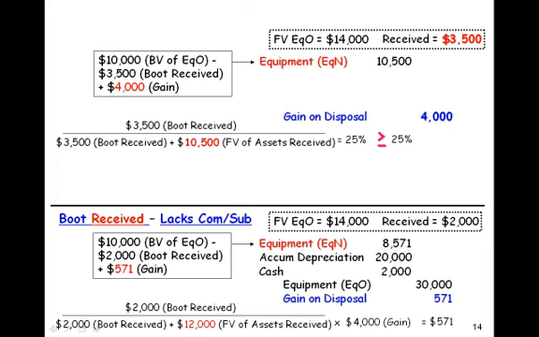The new equipment is recorded for the same book value as the old equipment, minus boot received and plus the gain recognized. And the remainder of the entry is the same, except that the cash is debited for $3,500.